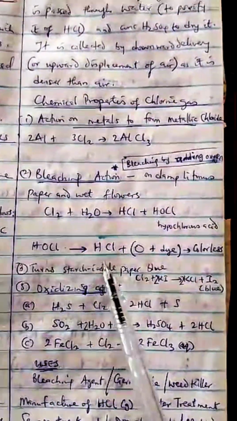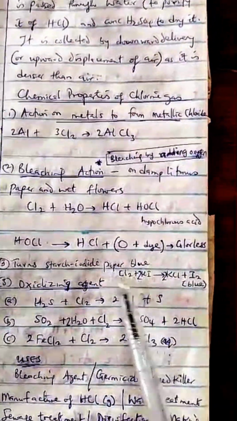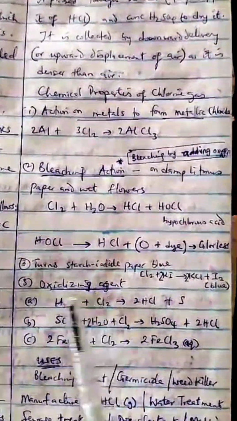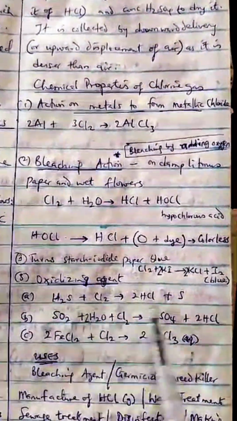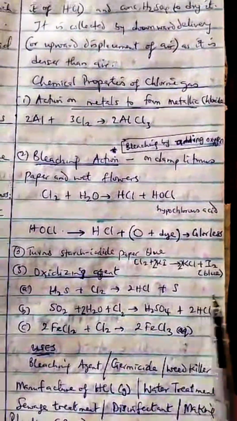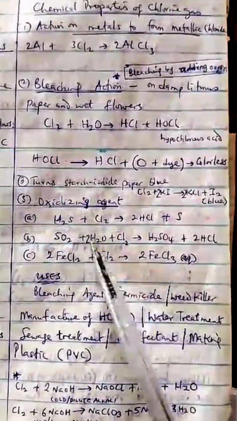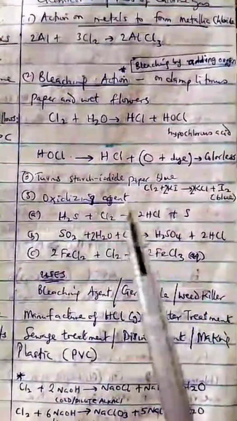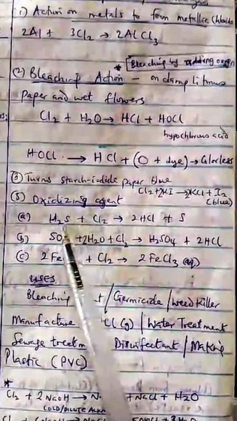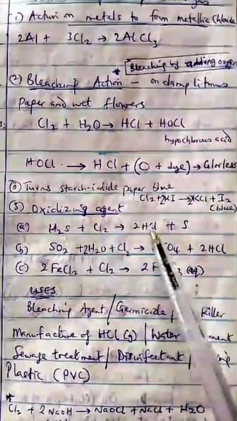It also turns starch iodide paper blue. So that's the chemical reaction: chlorine plus potassium iodide gives iodine, which turns the starch blue. Like we said, it's an oxidizing agent. Those are the various oxidizing reactions of chlorine. Basically, it increases the oxidation state of other substances while itself being reduced.